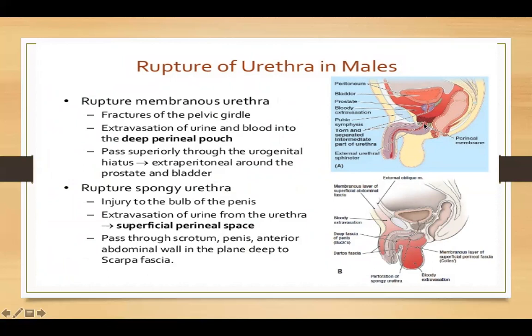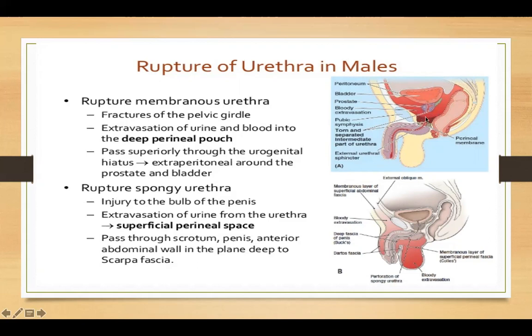If rupture occurs in the membranous part due to fracture of pelvic girdle, extravasation of urine and blood goes into the deep perineal pouch, passes superiorly through the urogenital hiatus and goes into the extraperitoneal space around the prostate and urinary bladder.